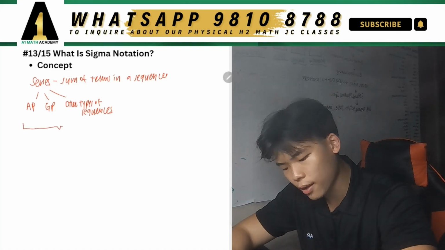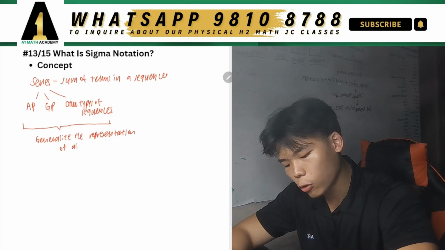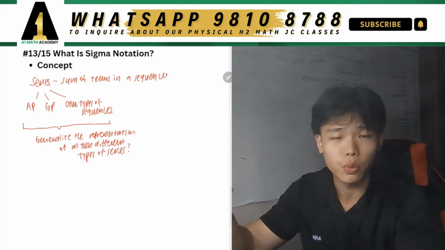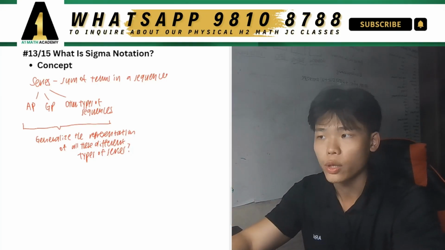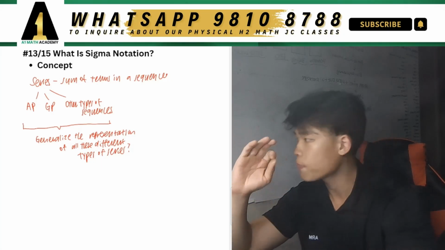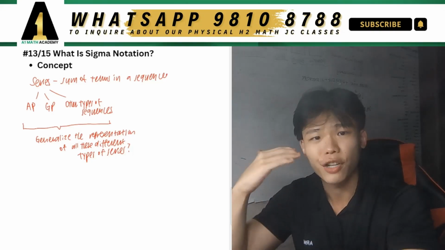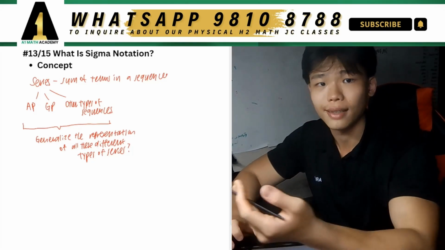So the question then comes, right? How do we generalize the representation of all these different types of series? That's the idea behind sigma notation. So we have sigma notation because we want to generalize how we actually represent a series. Because AP has its own way of representation, GP has its own way of representation, and when it comes to series, we want a more general way of just showing the different series. So how exactly do we do that? That's the question over here.